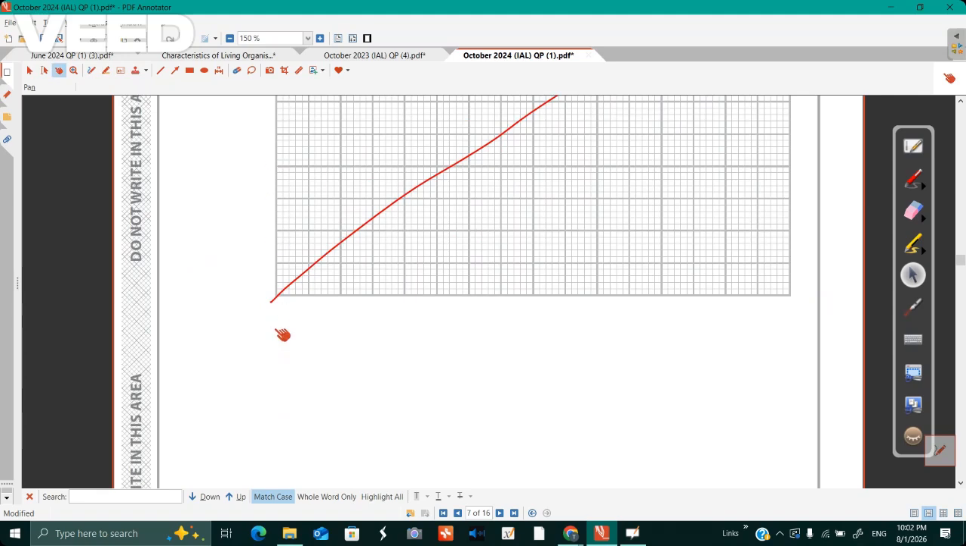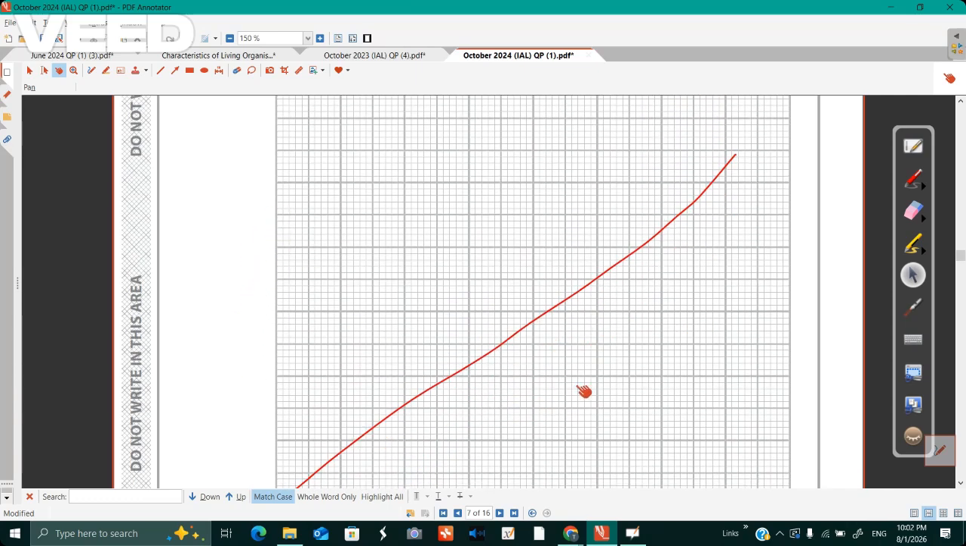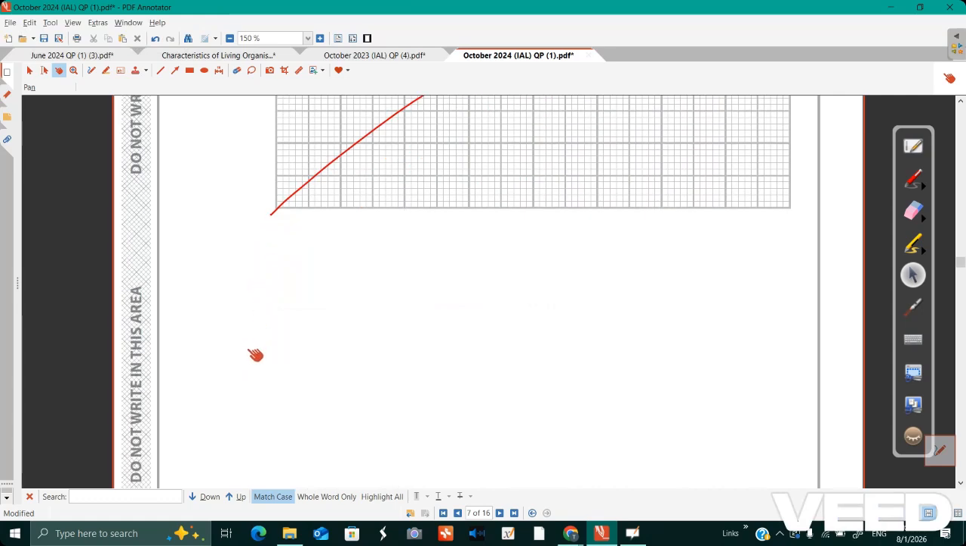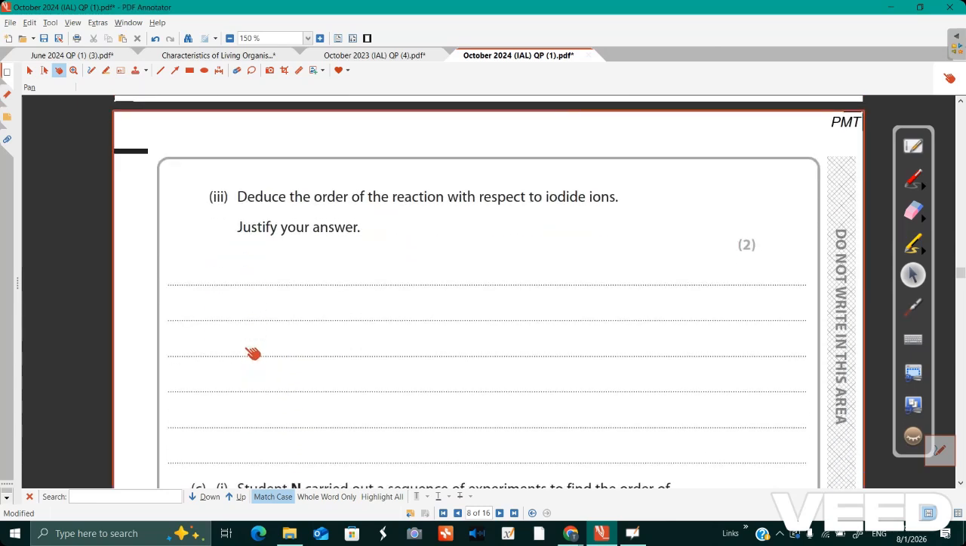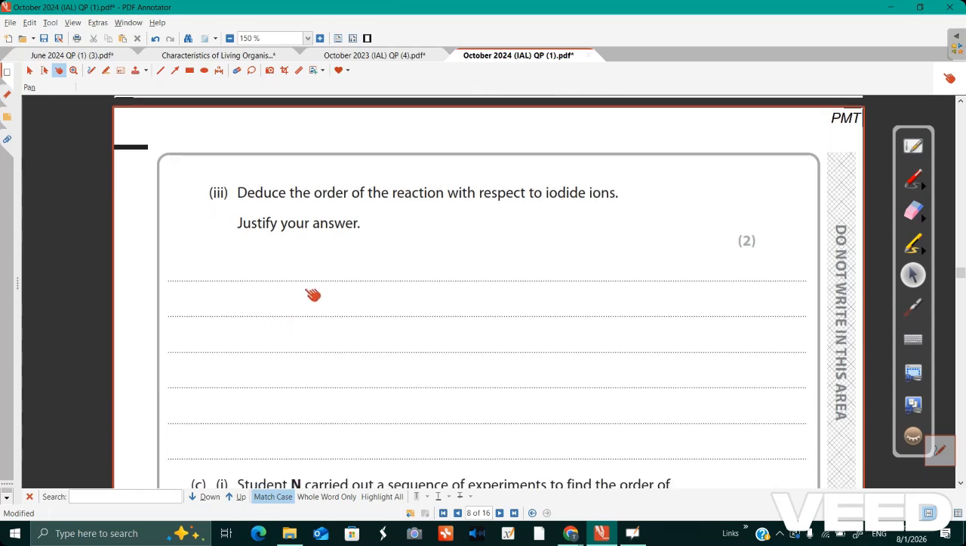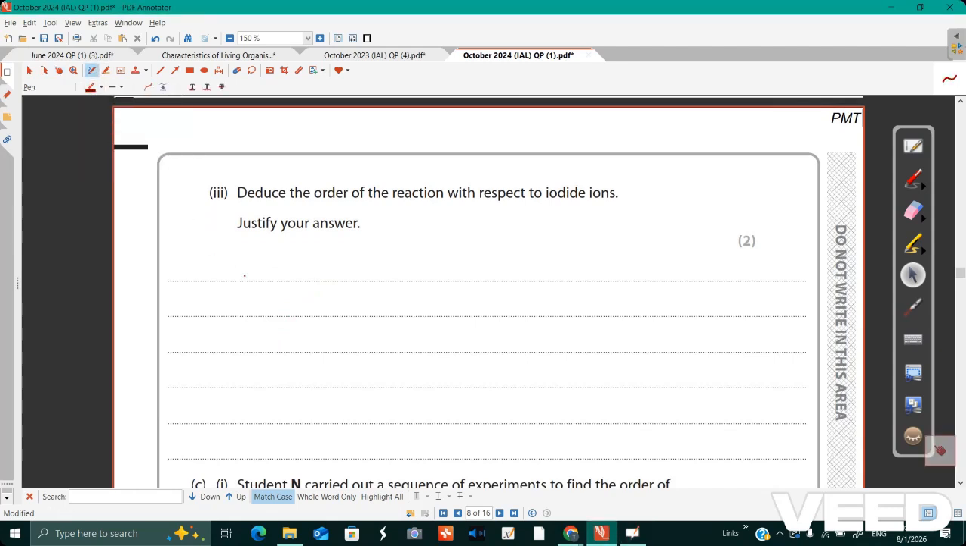So always label the axis. Those are little things, units and all. Pick a scale. Again telling you, at least 50% must be covered. Deduce the order. What is the order then? First order by looking at the graph. Straight line. Justify your answer. Since the graph is a straight line going through the origin, with respect to rate, the I minus concentration is unknown. Since it's a straight line, you can tell the order is 1.